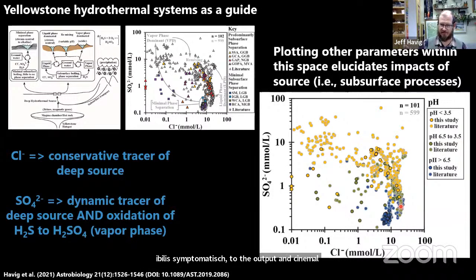So this allows us, with pH, of course, pH is hugely important for dissolution and solubility of a lot of trace elements, for example. And so this is the power of being able to use this to see how the geochemical environment is driven by those subsurface processes.